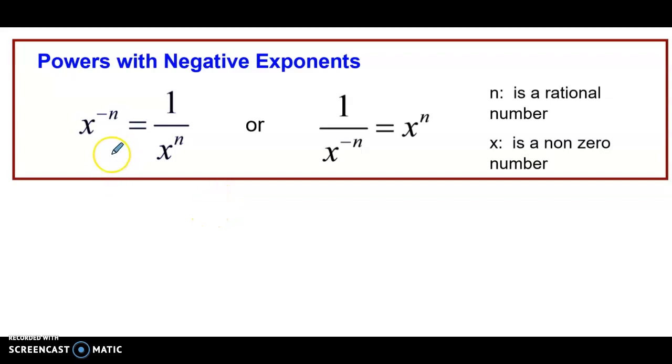Let's look at some examples of powers with negative exponents. So before we start example 1, I want to try a few examples here with us now.